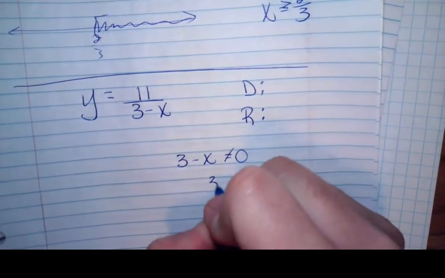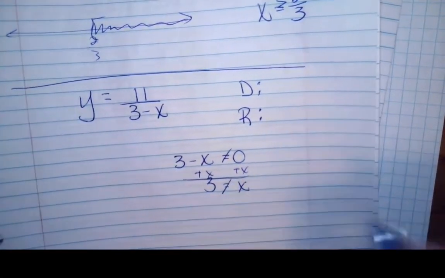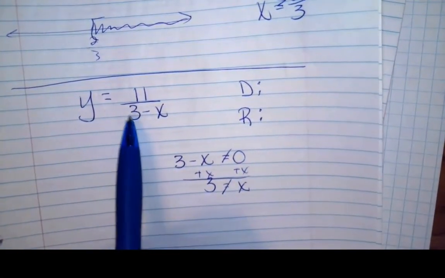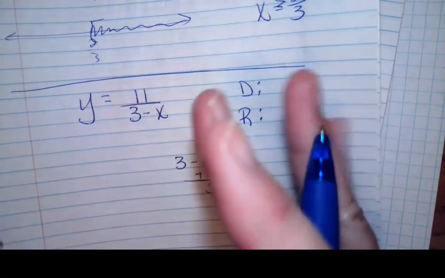So I'm going to add x to both sides just to make it positive. So 3 cannot be x. That should make sense to you. 3 minus 3 is 0. Can't divide by 0. So you're allowed everything but 3.